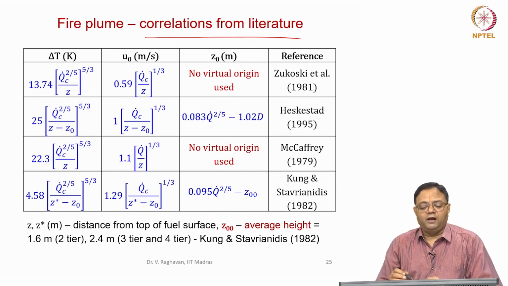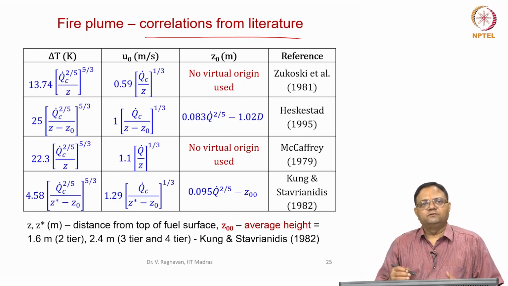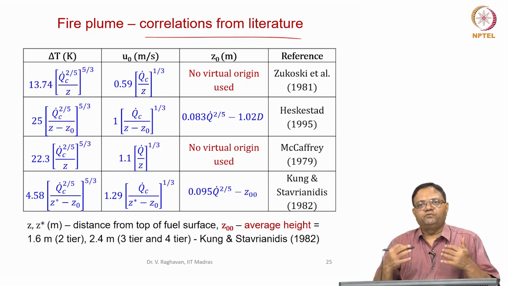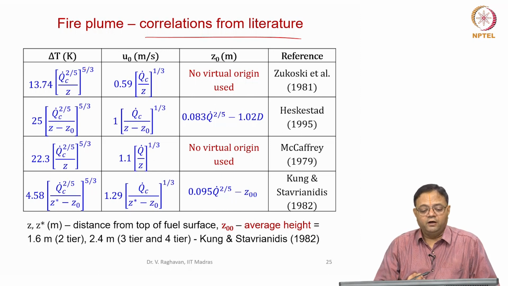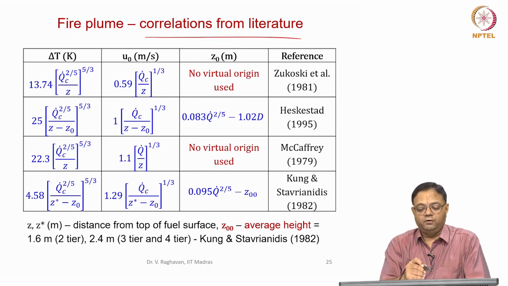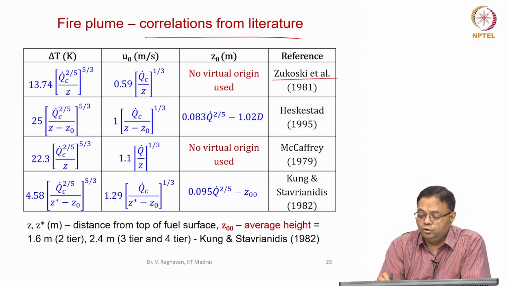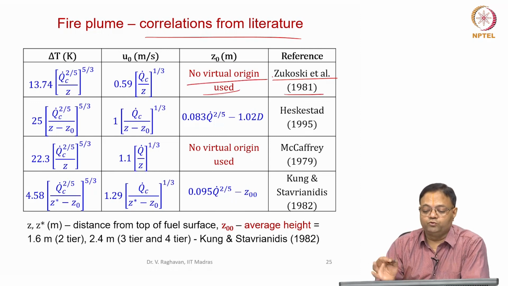Okay. So this correlation, basically what we have got exactly has the same trend of variation with Z as predicted by the simplified analysis, because the simplified analysis gives some physics of how the variations of these quantities occur with the height. The same trends are also used in the correlations proposed by several people. But in this correlation by Zukowski et al. at 1981, you can see no virtual origin is used.